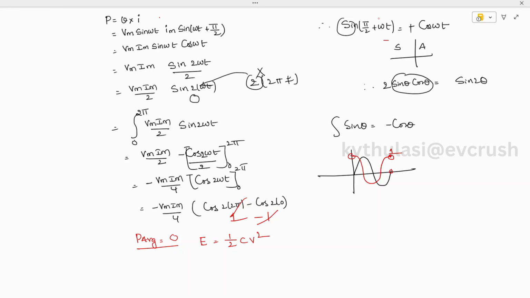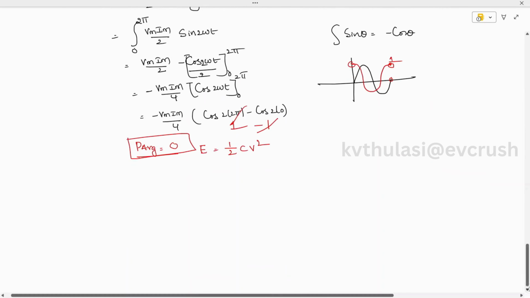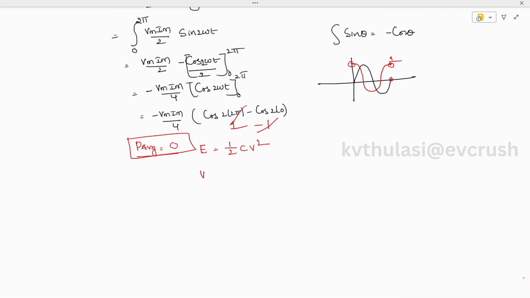Okay, now let's try to verify these two statements. So now let's try to draw the two equations of voltage and current. V equal to Vm sine omega t, and I is equal to Im sine (omega t plus pi by 2). Now let's try to draw the waveforms.